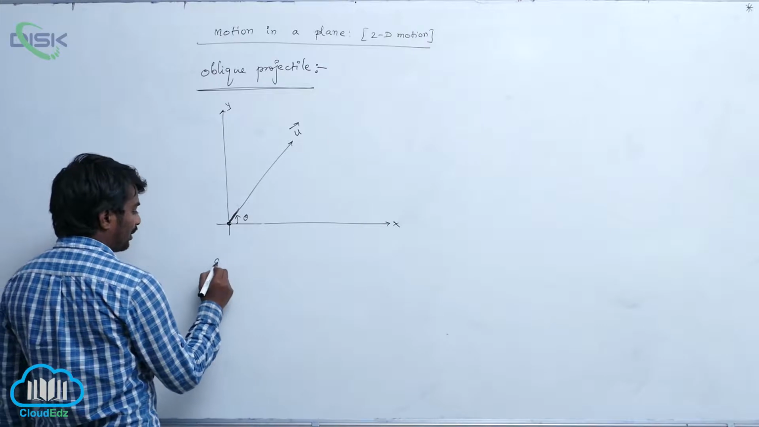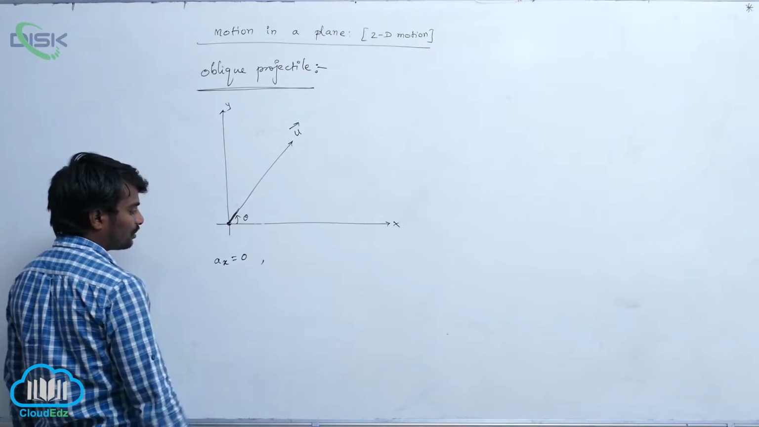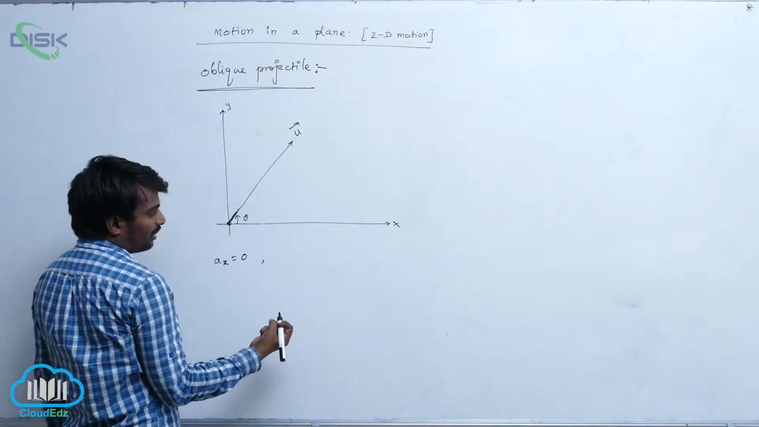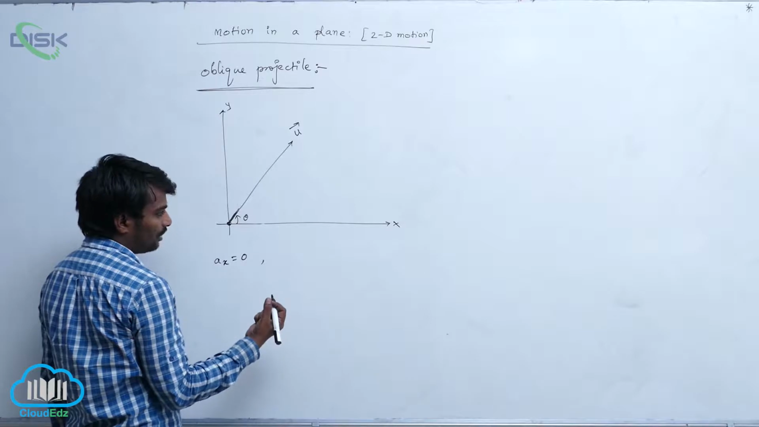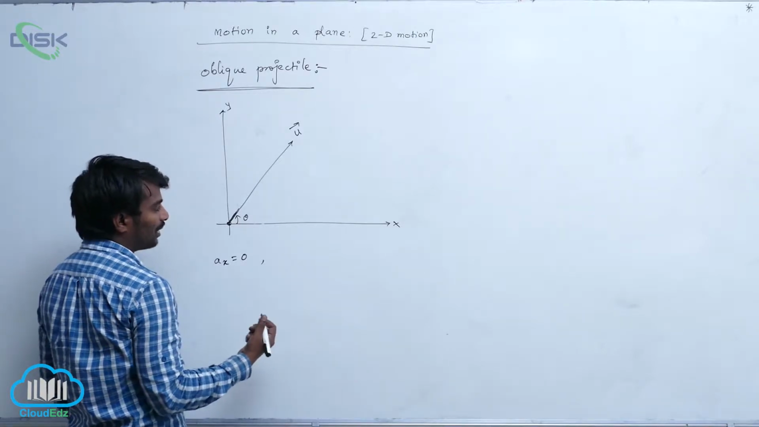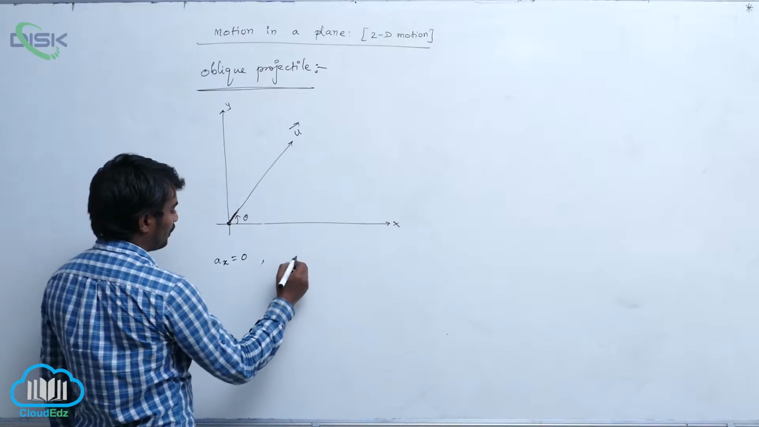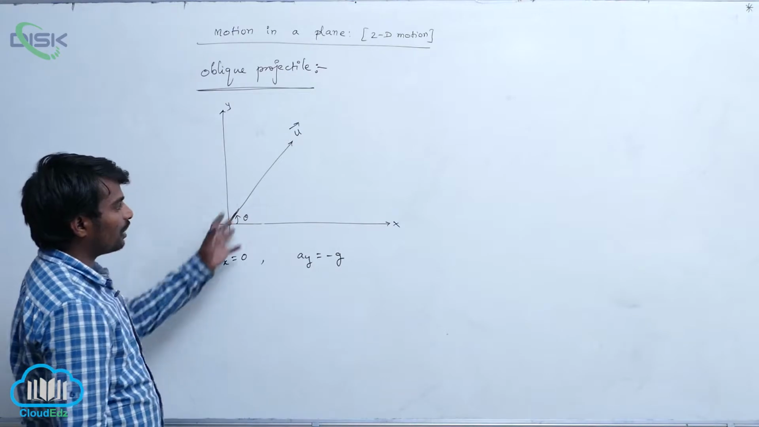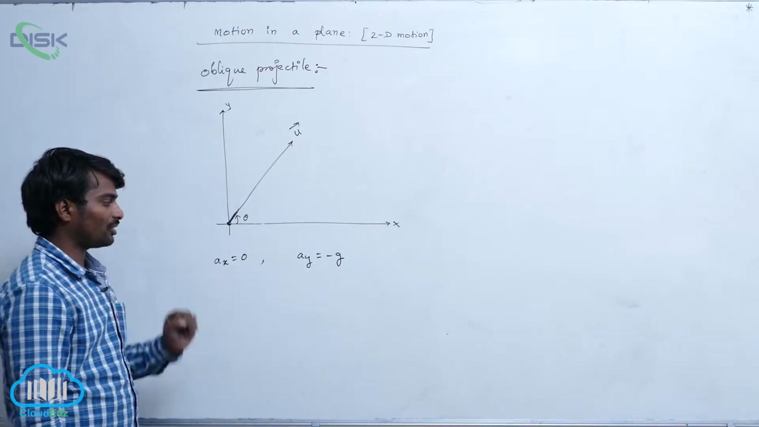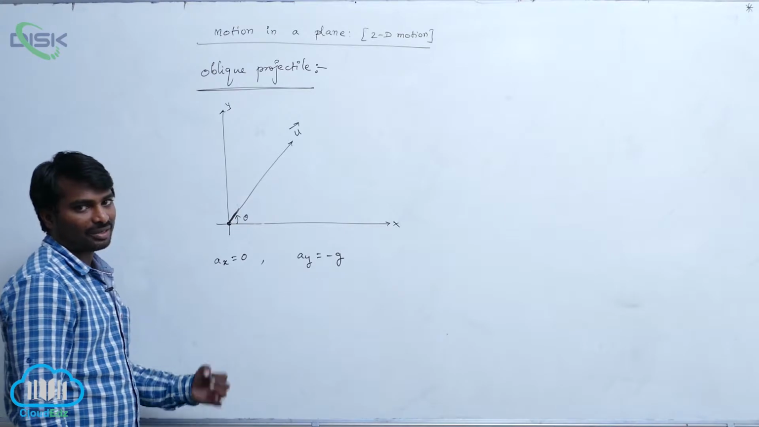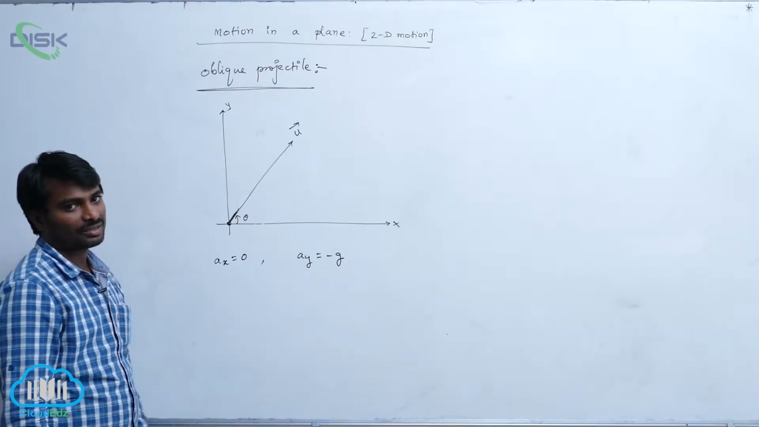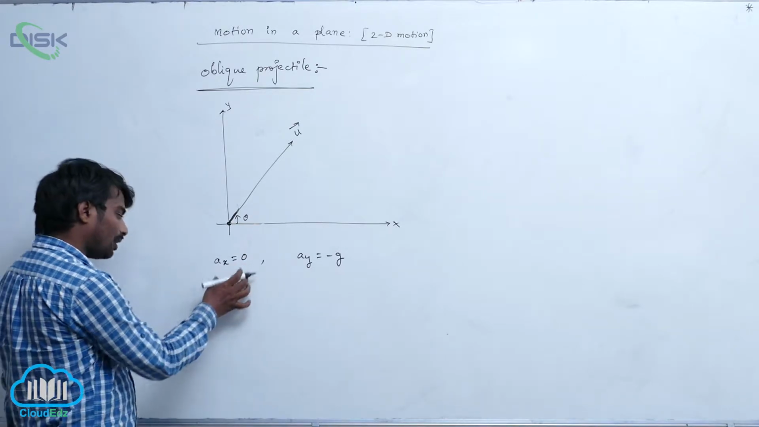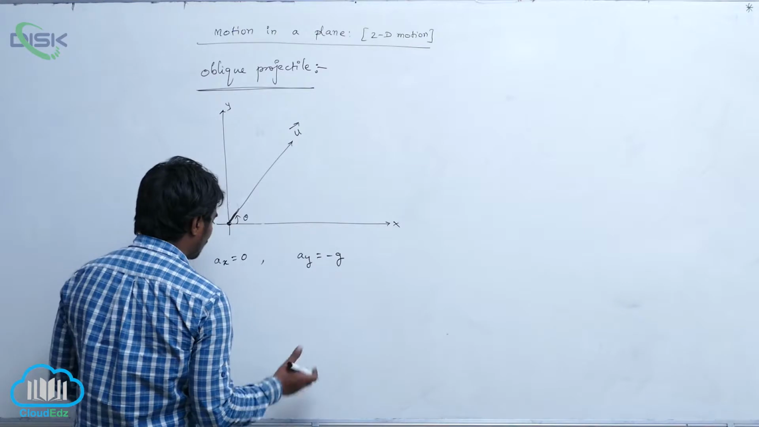That means acceleration along the x-axis is equal to 0. In the downward direction mg force acts, so force by mass gives you g, that is the acceleration along the y-axis, but it is along the negative y-axis, so ay is equal to minus g, because I want to study this two-dimensional motion as two independent one-dimensional motions. So along the x-axis I study separately, along the y-axis also I study separately. That's why I am taking the x components separately, y components separately.